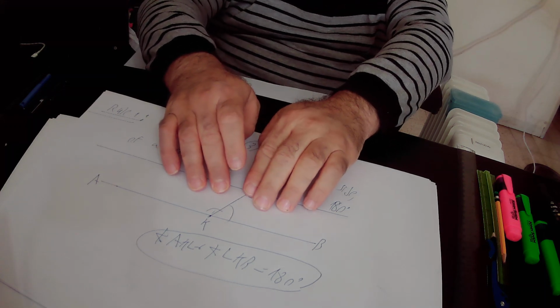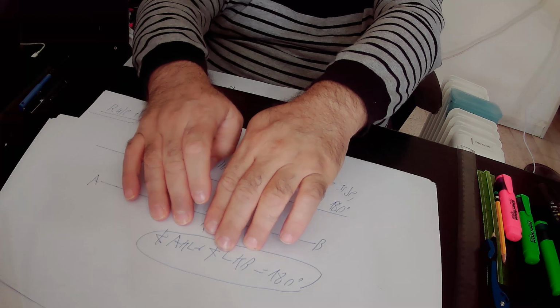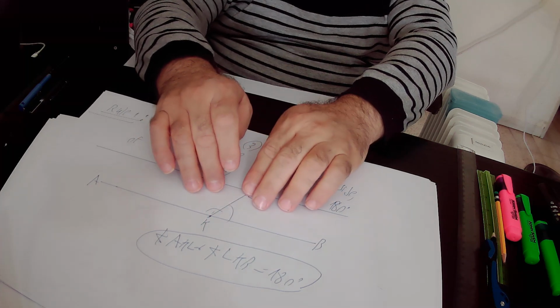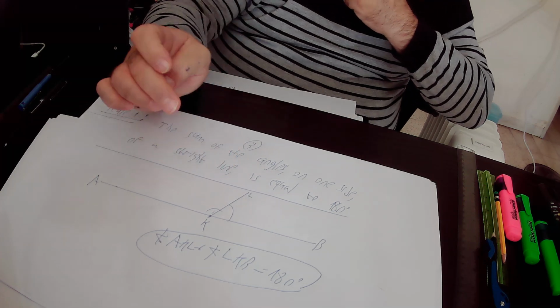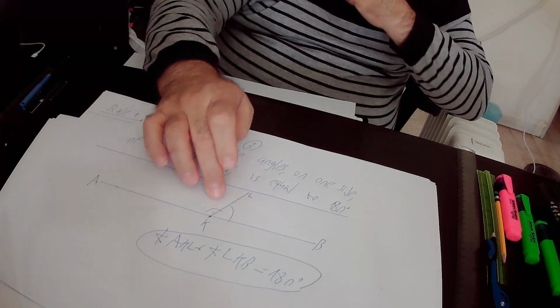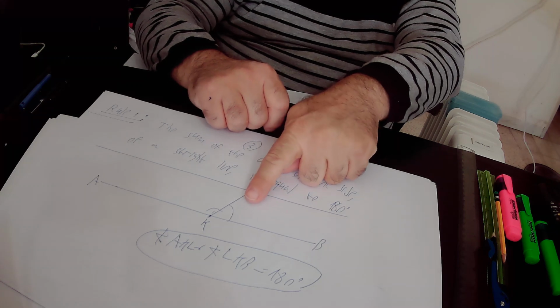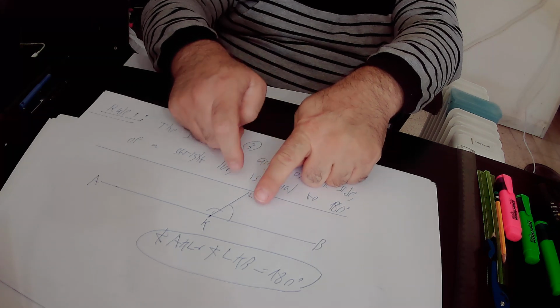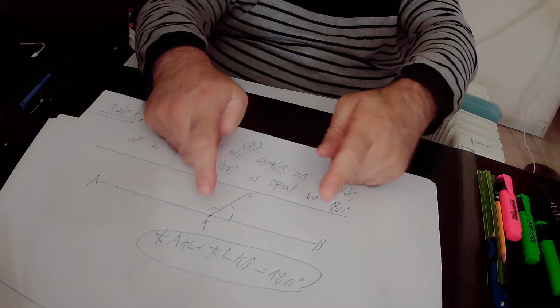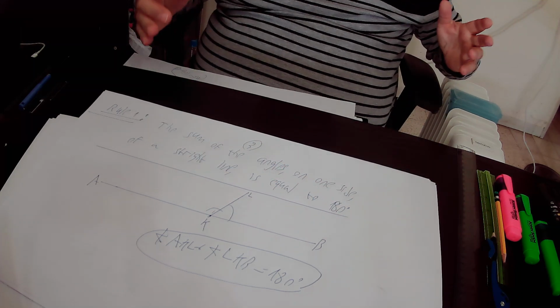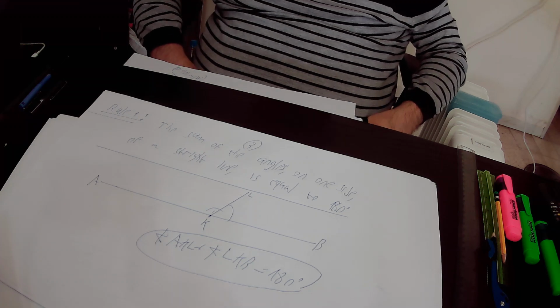This is the upper side and this is the lower side of AB. In the upper side of AB at point K, we have this angle, angle AKL, plus this angle, angle LKB. In total, the sum of those two angles, angle AKL plus angle LKB, must be equal to 180 degrees according to this rule, rule number 1.